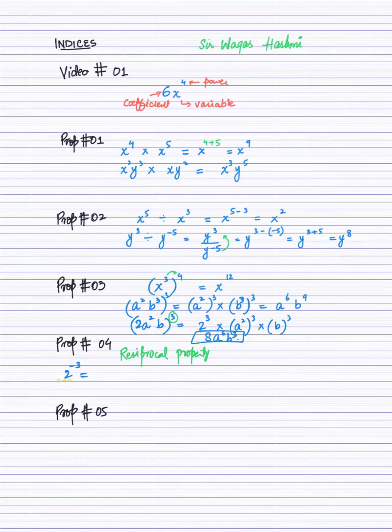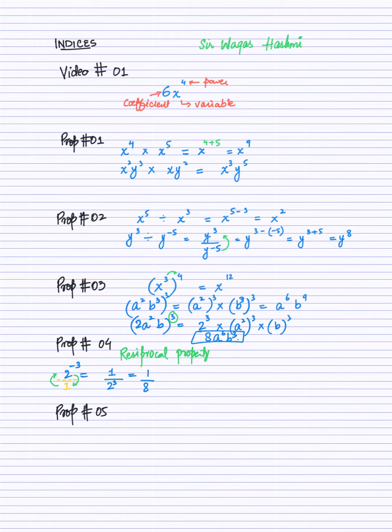In the denominator of 2, if there is no number, it means that 1 is already present. Now you need to flip that fraction. So how are you going to write it? It will be 1 divided by 2, and when you flip that fraction, the power changes its sign, so that will be equal to 1 over 2 to the power 3, all right?